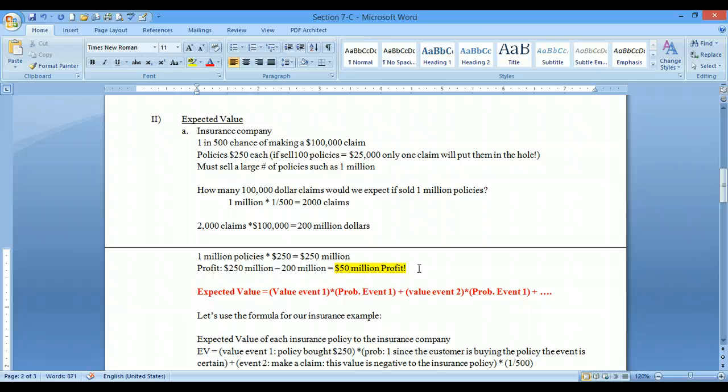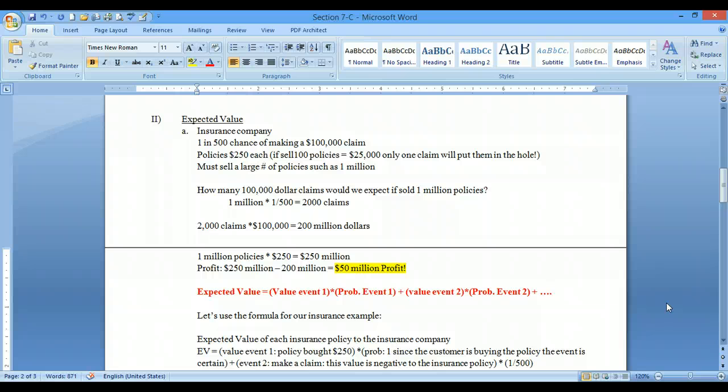Expected value is calculated by finding the value of event 1 times the probability of that event. And then I add the value of event 2 times the probability of event 2. And then I keep going, add it to the value of event 3 times the probability of event 3, as many events as you have.